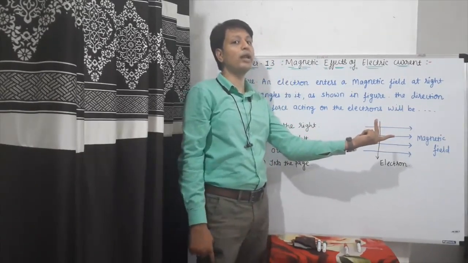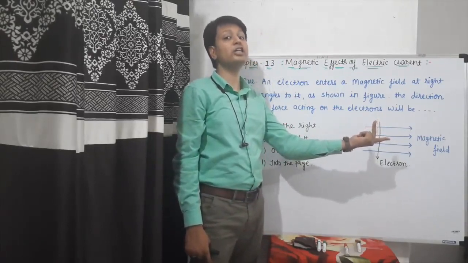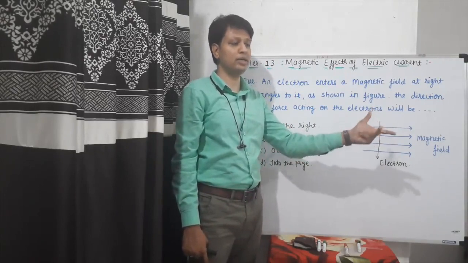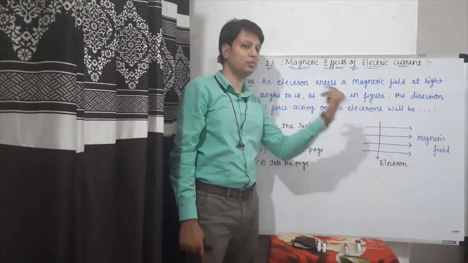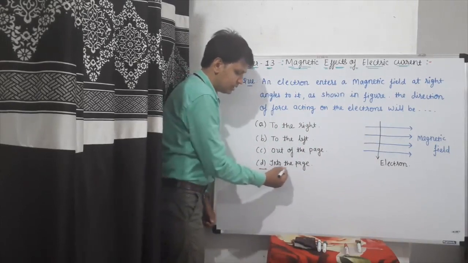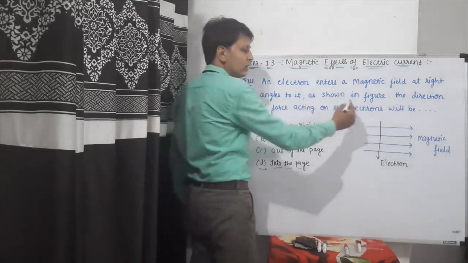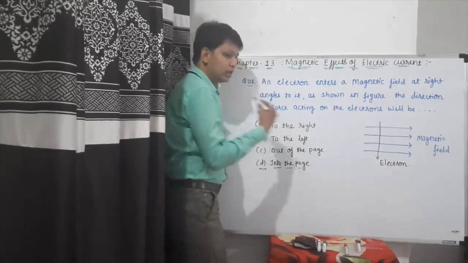So when I open my thumb, it enters inside the board. As you can see, my thumb enters inside the board, and I can select the option D, that is into the page. That means force is acting on the electron into the page.